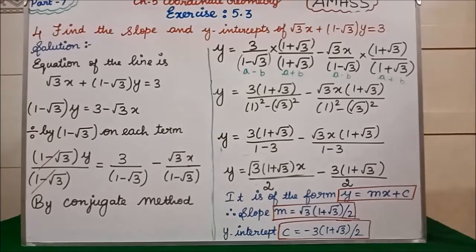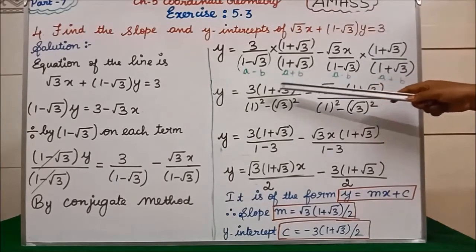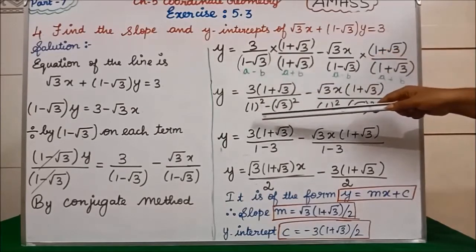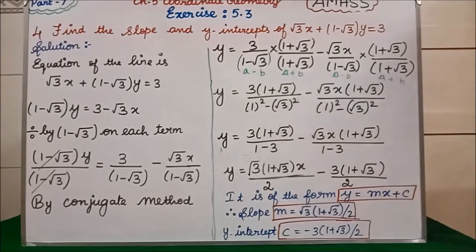That formula we are going to write now. See, numerator we are multiplying as such: 3 into 1 plus root 3, divided by a minus a, which is 1 the whole square minus root 3 the whole square. Minus here root 3x into 1 plus root 3 we are writing as such, divided by again a minus b, a plus b form we are having. So we can write a square minus b the whole square. A means 1 the whole square minus root 3 the whole square.